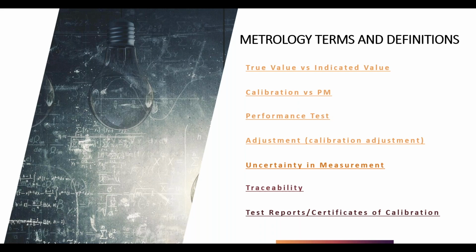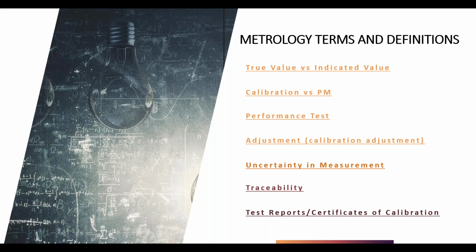So the performance test is the series of calibration steps to get to whether or not the device is good or bad. Then you have your adjustment, also called the calibration adjustment. We do this after we do the performance test. We're not going to adjust it before we take the reading. We need to let you know whether or not it was good or bad before it was adjusted.